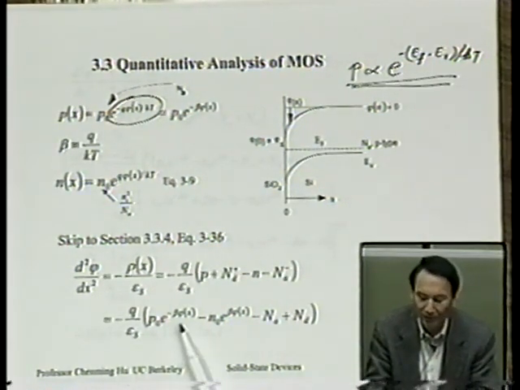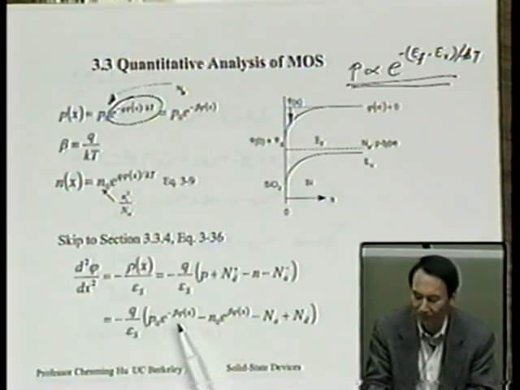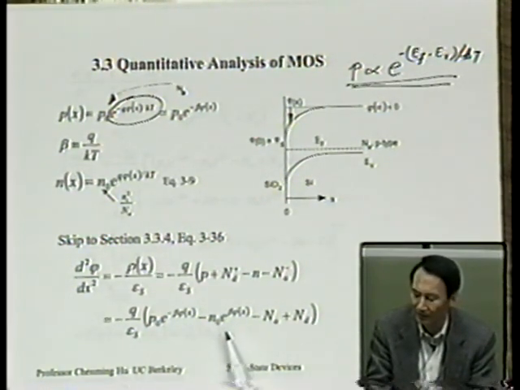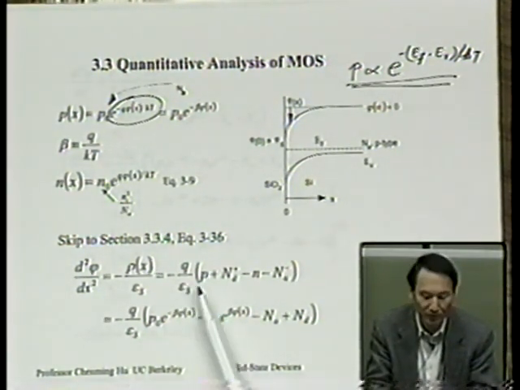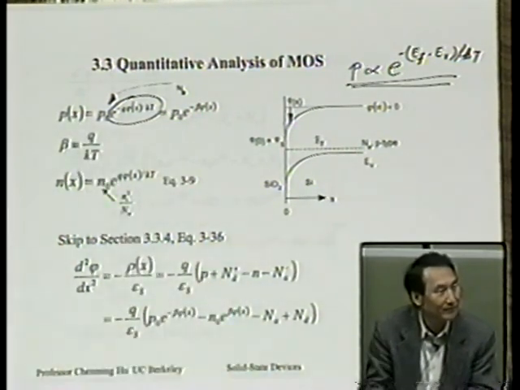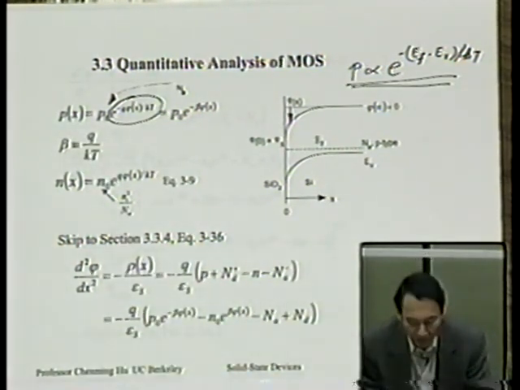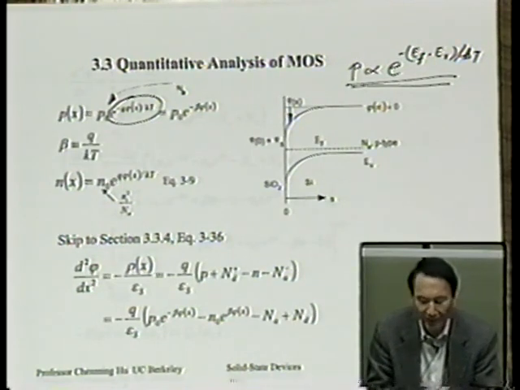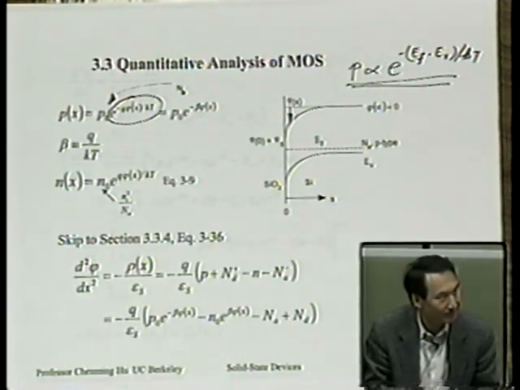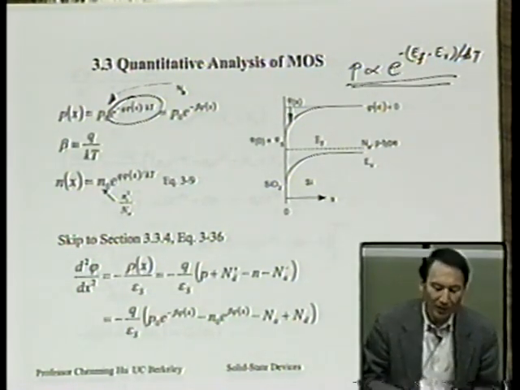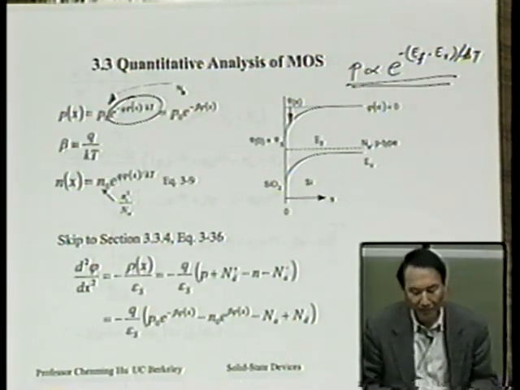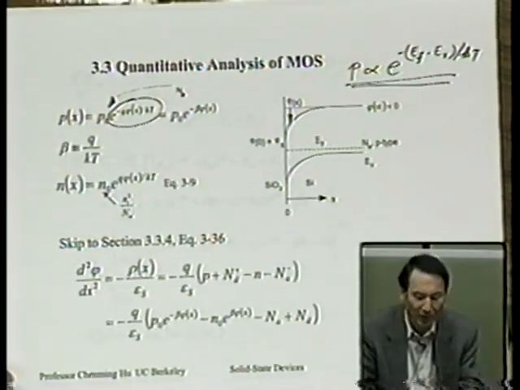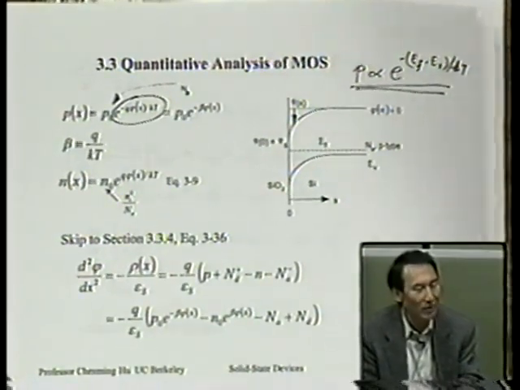Okay, how you see exponential beta phi came into this equation? It's through this P and N term, right? Okay, all right, so at this point, we're still solving a differential equation, right? That's what we're doing. But it's a difficult differential equation to solve. There's no simple way of solving it.